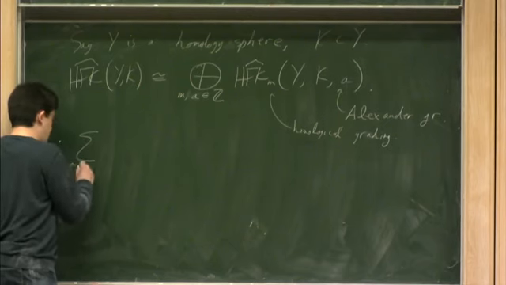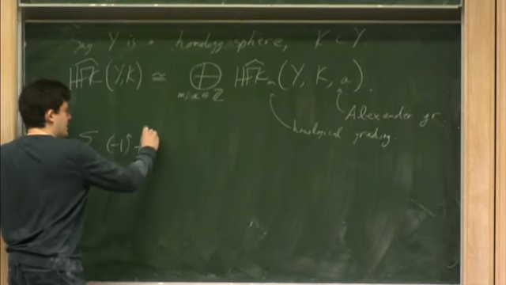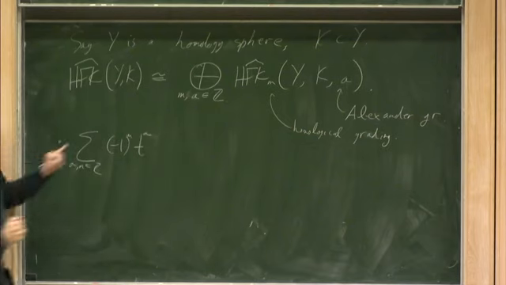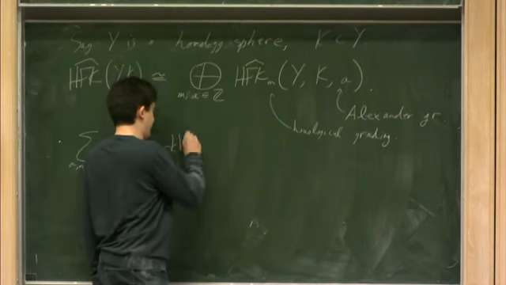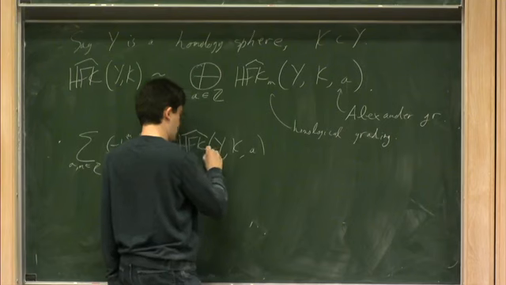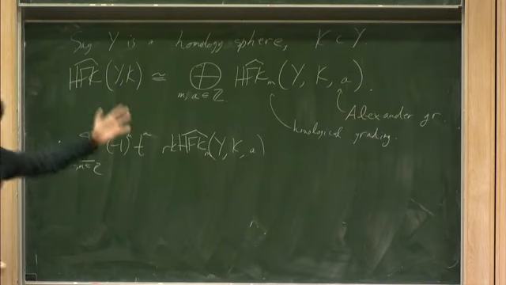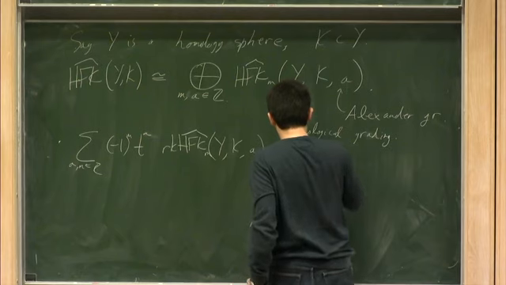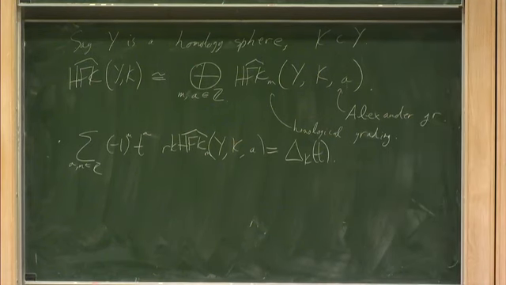So let's just take the following sum. We're going to take minus 1 to the m, and then just take some variable t to keep track of the Alexander grading, and count. Okay, so this is what we'll think of as a sort of graded Euler characteristic. Within each Alexander grading, I'm taking the Euler characteristic with respect to the Maslov, and lo and behold, this is actually equal to the Alexander polynomial of the knot.